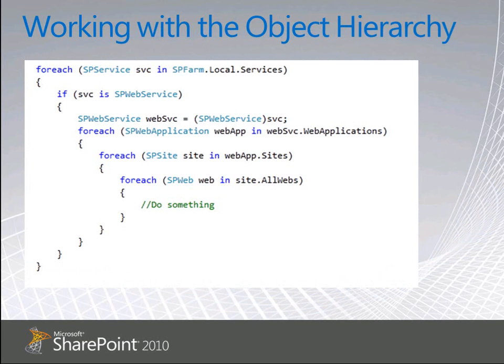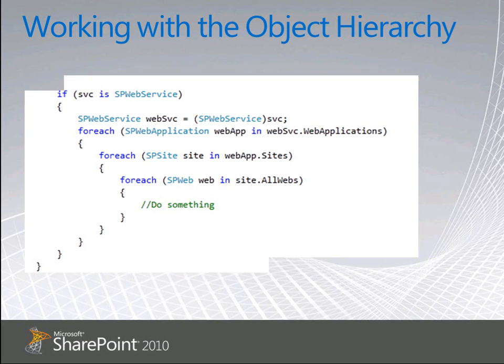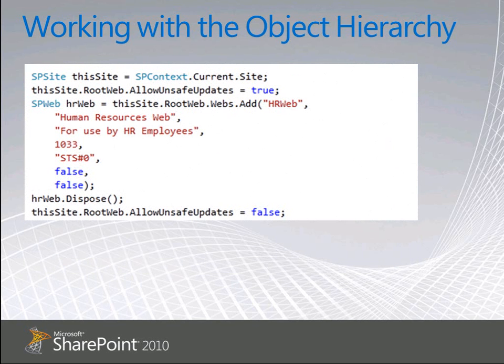I have a very simple snippet of code on the slide. It iterates through all of the services in the farm and then through all of the sites, SPSite objects, in the SPWebApplications for each service, and then through all of the SPWeb objects, i.e. the SharePoint sites in the site collection.